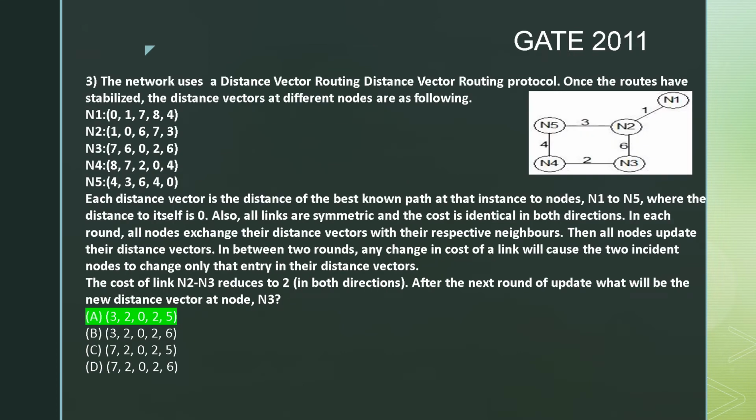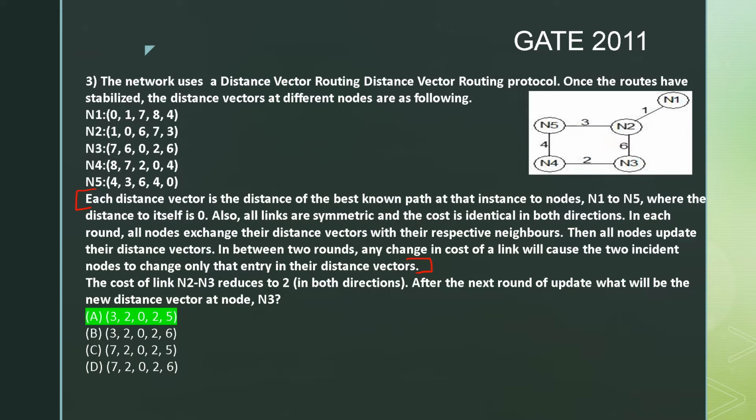The next question: the network uses a distance vector routing protocol. Once the routers have stabilized, the distance vectors at different nodes are as follows. These are the shortest distances from N1 to every other node, from N2 to every other node. This is the distance vector table. And the distance vector algorithm is explained here. A distance vector is the distance of the best known path at that instance to nodes N1 to N5, where the distance to itself is 0. Also, all links are symmetric and the cost is identical in both directions.